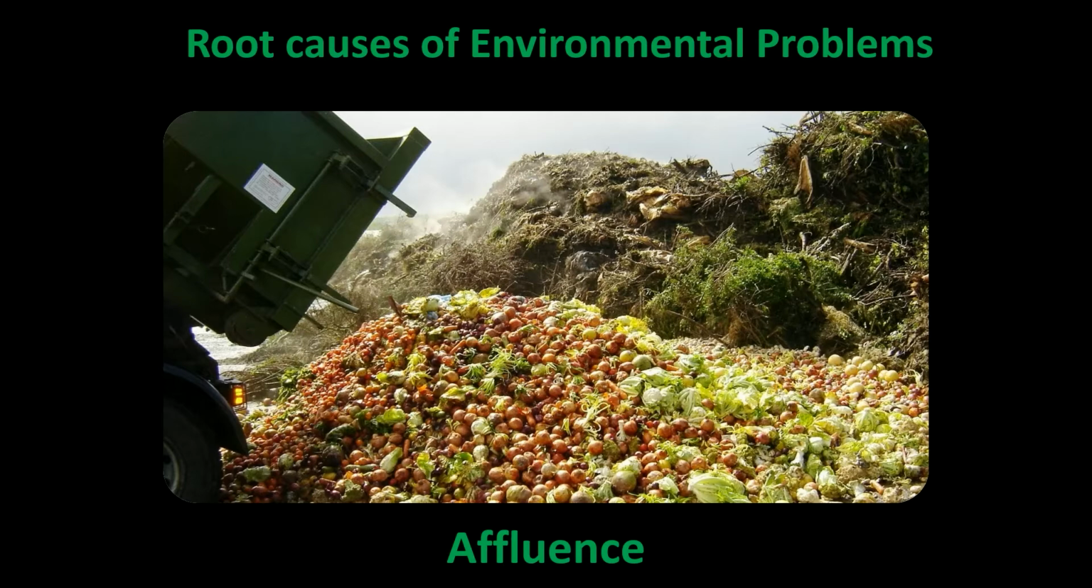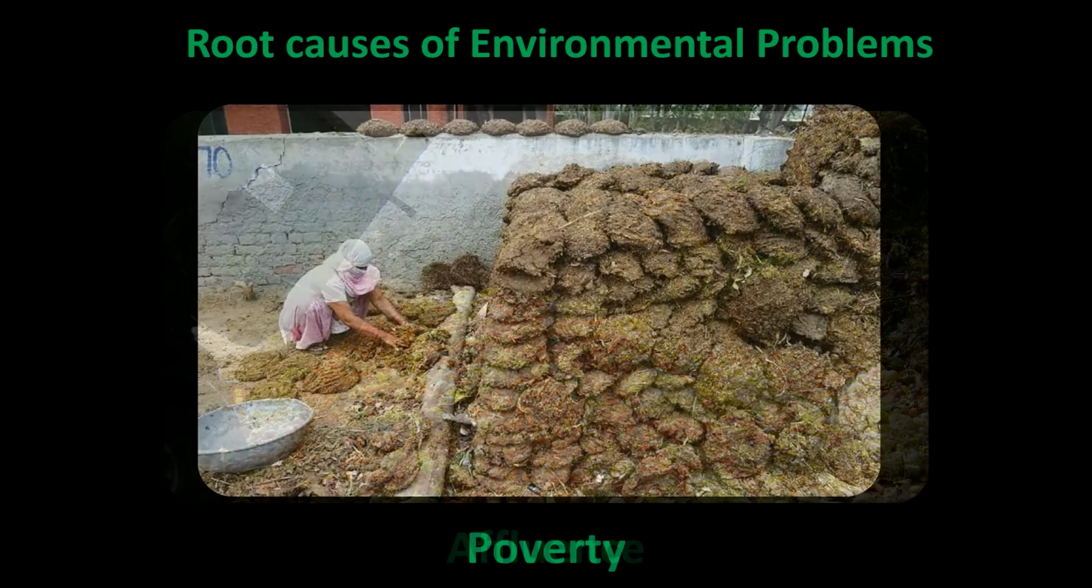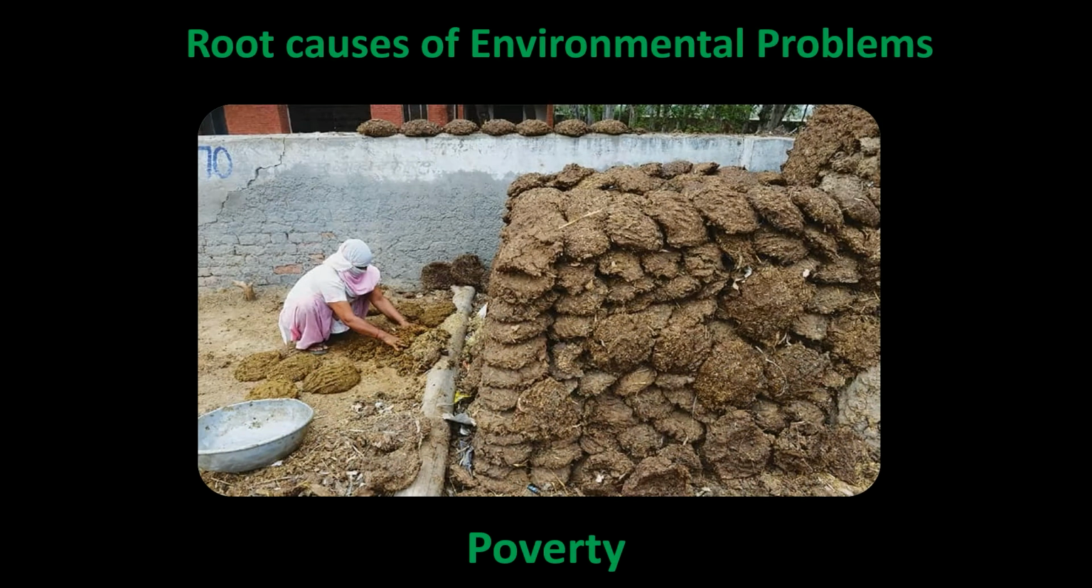Then the next root cause of environmental problems the book offers is poverty. So it has affluence on one hand, having an abundance of money, and then poverty on the other hand, having no money whatsoever. So if affluence can be a root cause of environmental problems, how can poverty be a root cause of environmental problems? And the reason is that when you do not have money, you do not have choice.